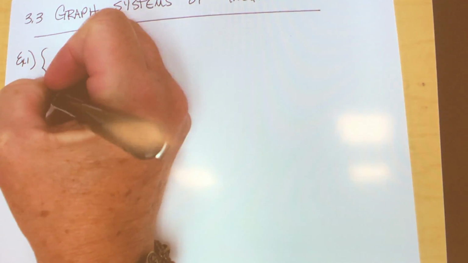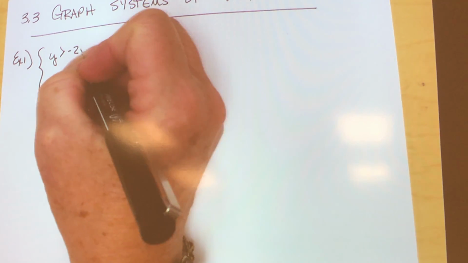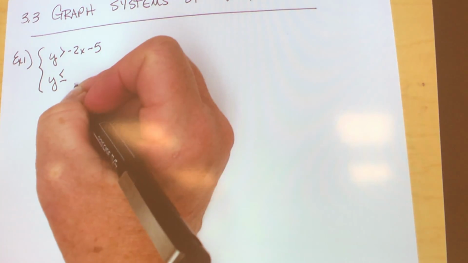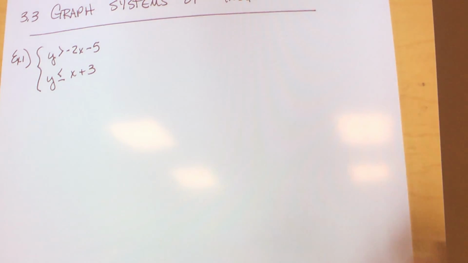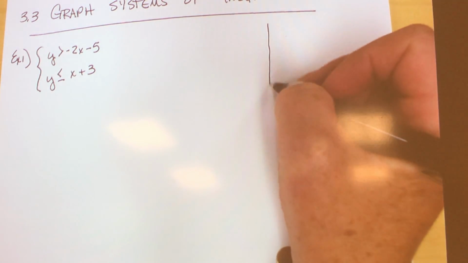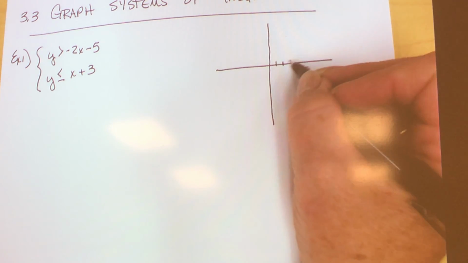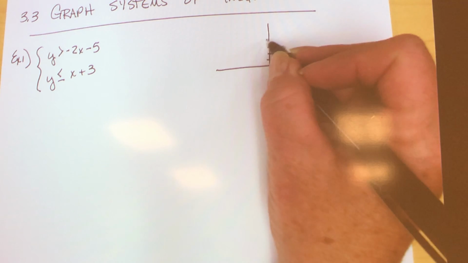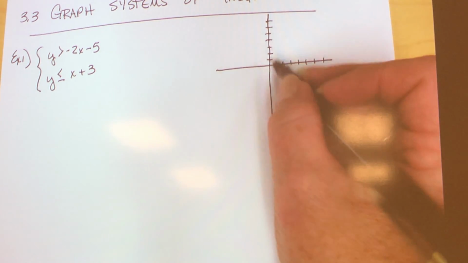Here is my system. y is greater than negative 2x minus 5, and y is less than or equal to x plus 3. Okay? So I'm going to draw me a little coordinate plane. There are a few things that will get you into trouble in graphing these, so we'll make sure we cover all those.